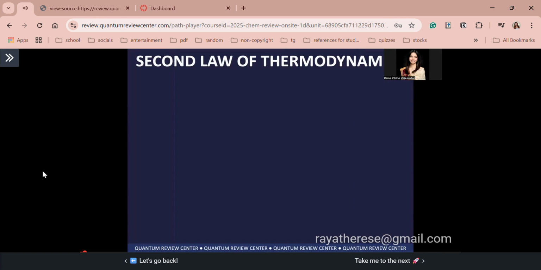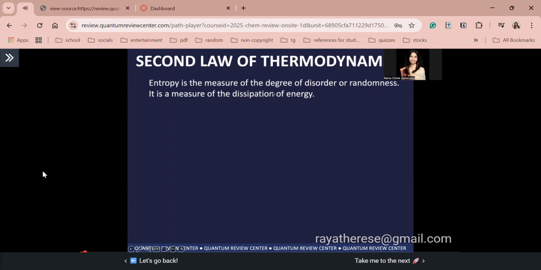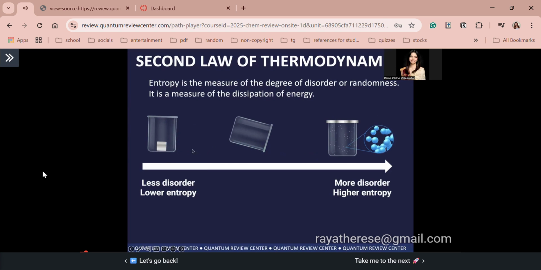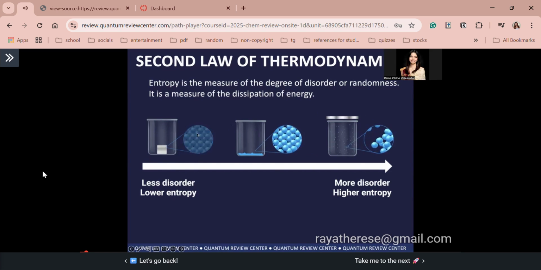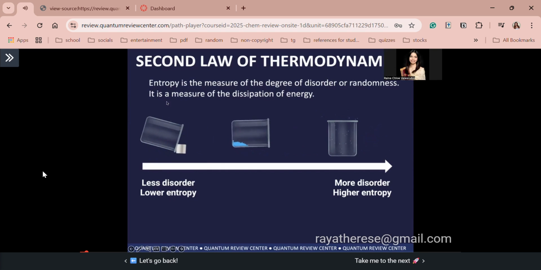Okay? So guys, just a recap on the second law of thermodynamics. Second law of thermodynamics involves the entropy. So entropy is the measure of the degree of disorder or randomness. And it measures the dissipation, or the distribution of energy. Here we see, guys, in a solid, we have a more ordered arrangement of molecules, right? There is less disorder, therefore there is lower entropy.